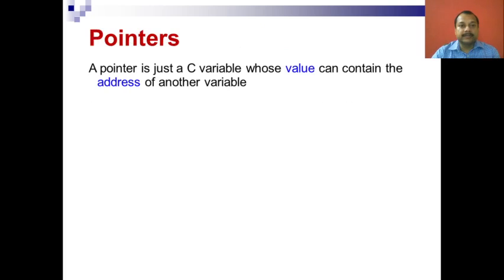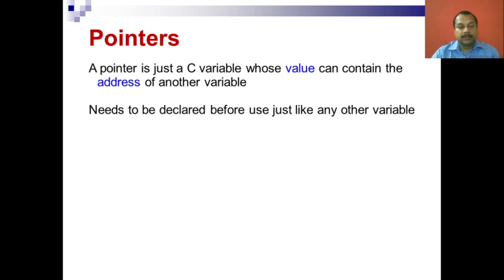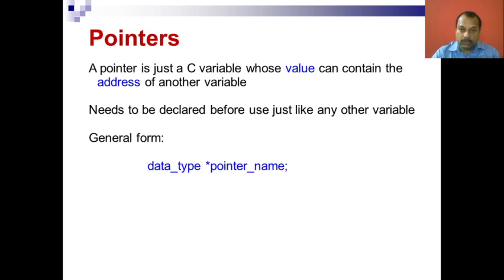A pointer is just a C variable whose value can contain the address of another variable. It needs to be declared before use just like any other variable, because it is also a variable whose data type is data type star. So the general format is data type star pointer name. This pointer name you can consider as the name of the variable.